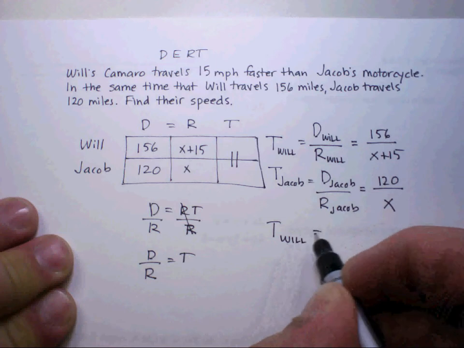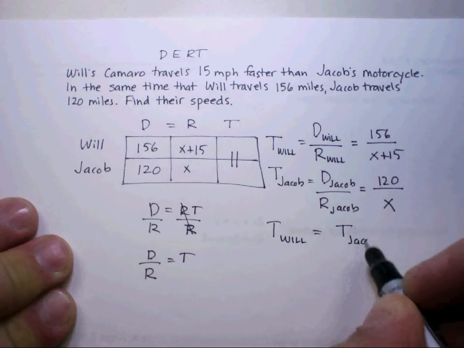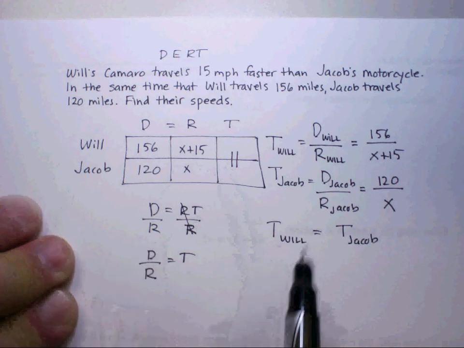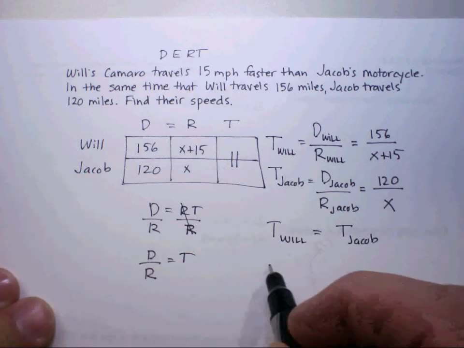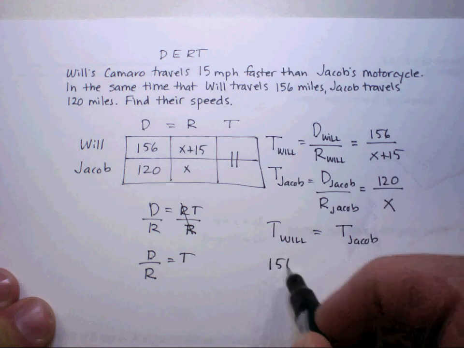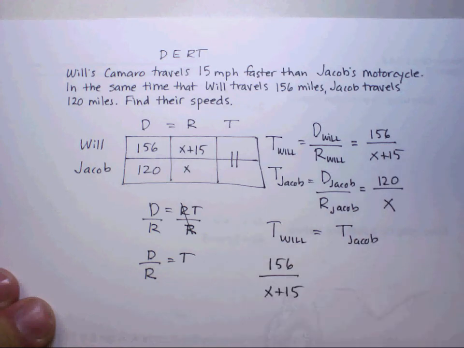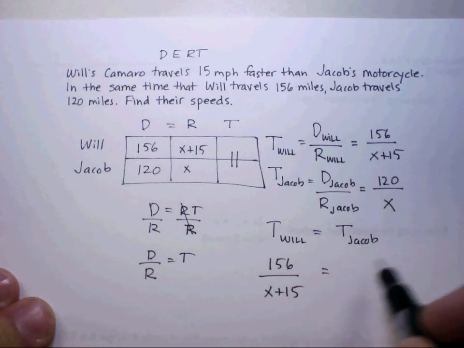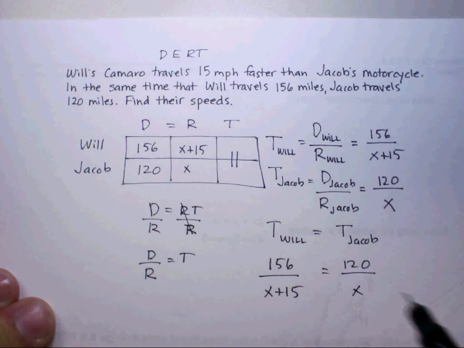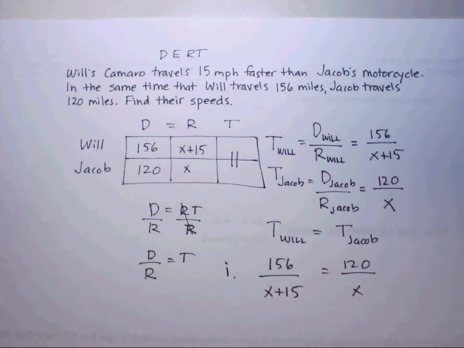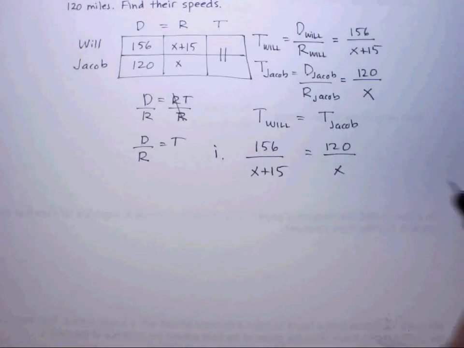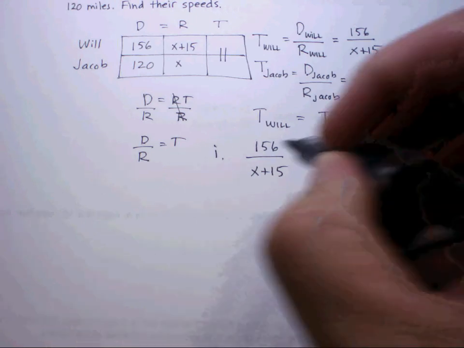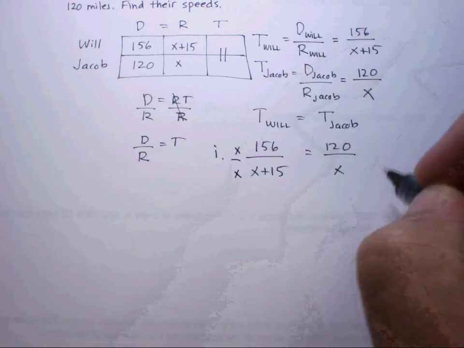Okay, so let's do some logic here. The time for Will is equal to these numbers, the time for Jacob is equal to these numbers. But I do know that the time for Will is equal to the time for Jacob. I know that because it says in the same amount of time. What I'm going to do is a quick substitution: the time for Will is equal to 156 over x plus 15. The time for Jacob is 120 over x. Now I have a rational equation, and I can go ahead and solve that particular rational equation.